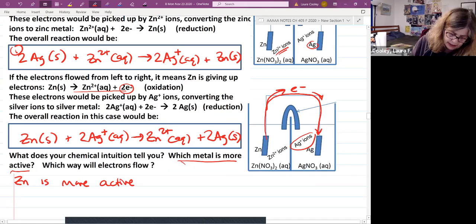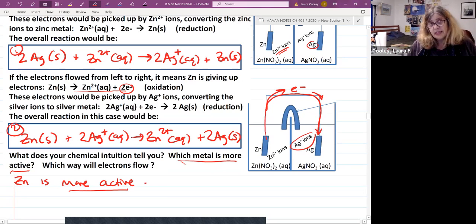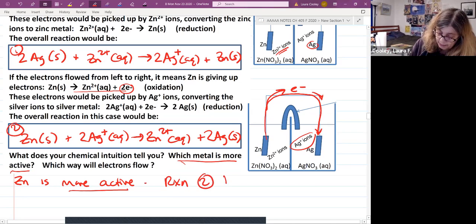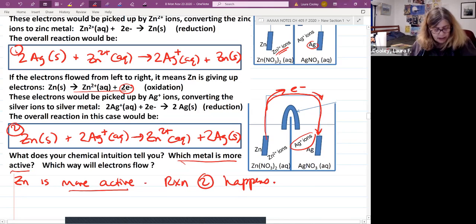So we have two reactions here. By the way, these two are the opposite, right? One is the reverse of the other. Zinc is more active. So that means that zinc is more easily oxidized. Zinc doesn't mind being oxidized as much as silver does. So that means that reaction 2 will happen, and zinc will become oxidized and the silver ions will get reduced.